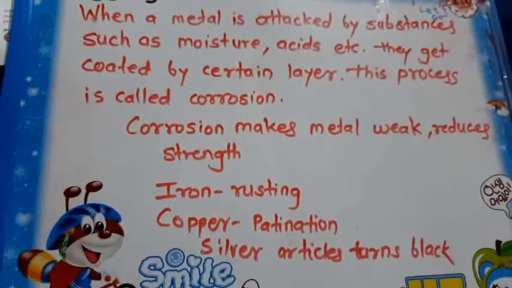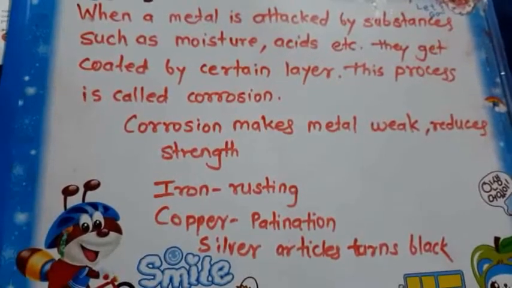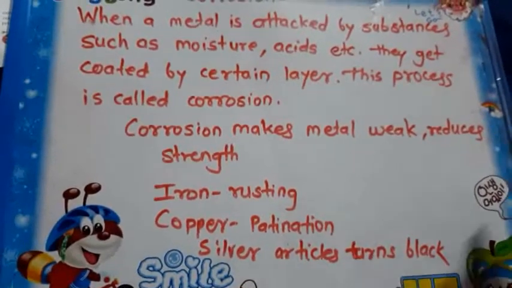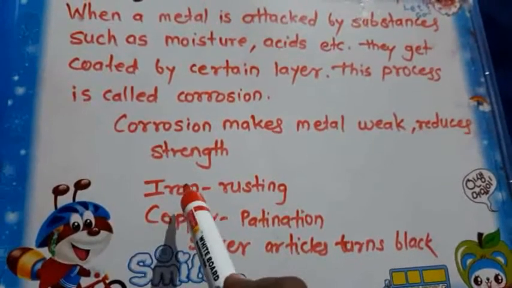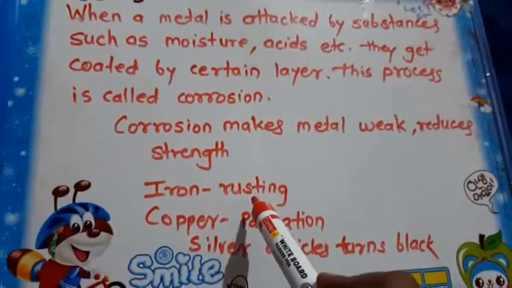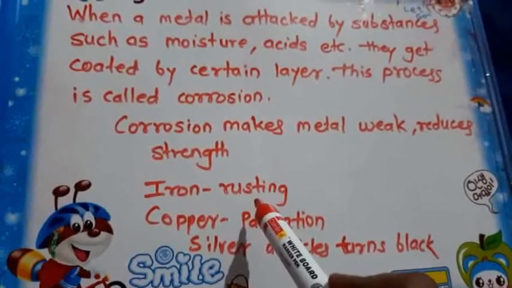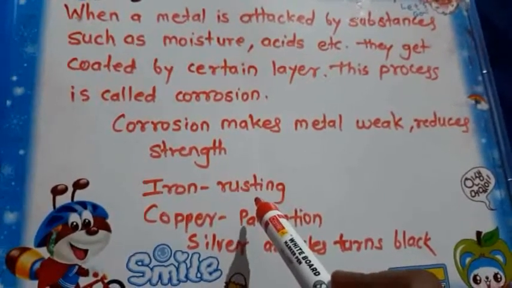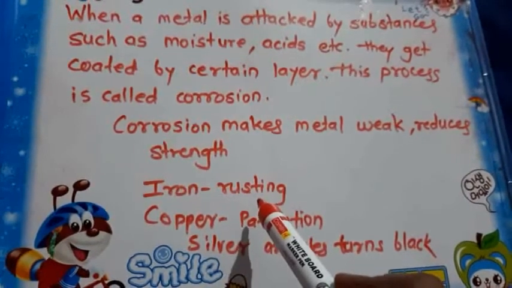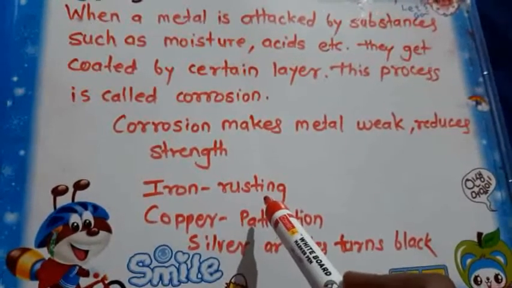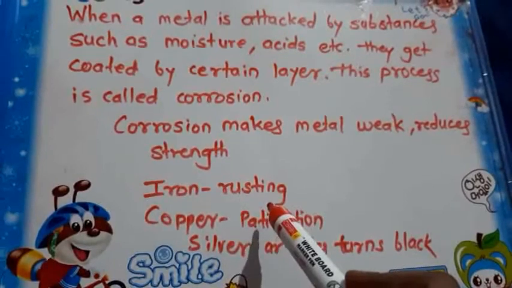The corrosion process for different metals is known differently. For example, iron's corrosion is known as rusting. Maybe you have seen that when iron articles are new, they are shiny. But as time passes, a reddish colored solid layer collects on their surface. This process is called rusting.